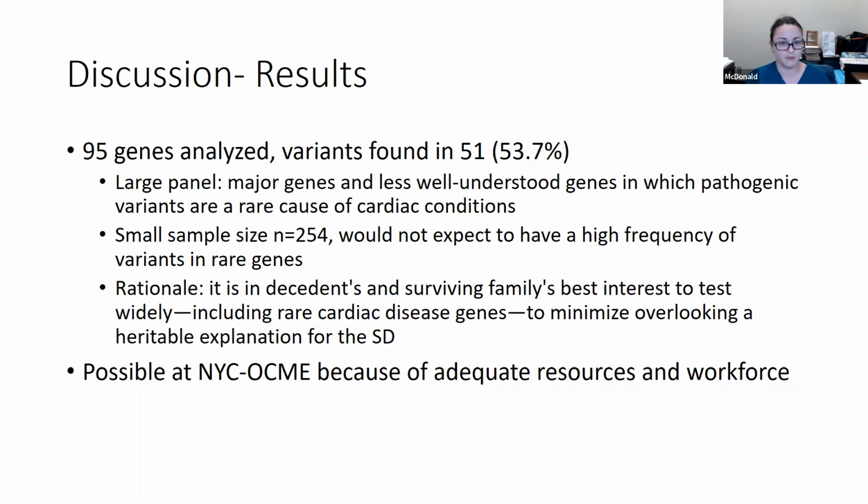The small sample size would not be expected to show a high frequency of the rare variants. And they note that it's in the decedents' and surviving families' best interest to test widely. They also point out that they are able to do this because they have adequate resources and workforce, which may be lacking in other places.